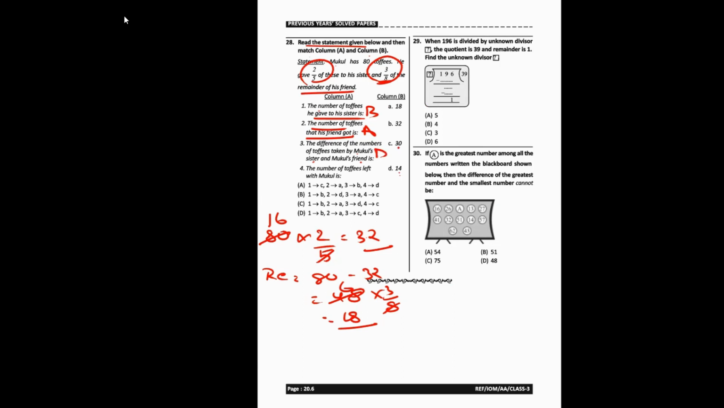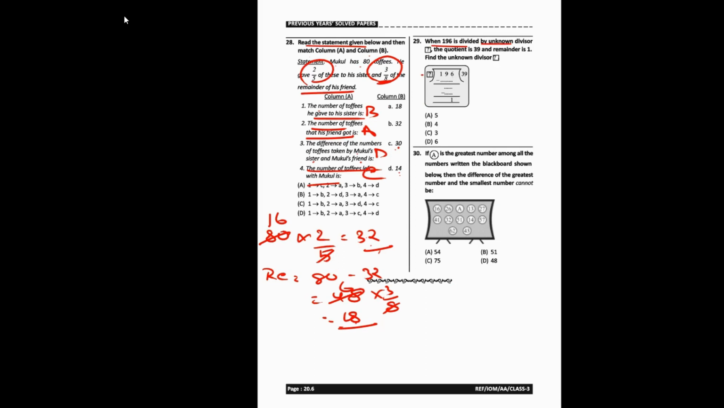Lastly, 32 and 18 given away. So 32 and 18 given away, that means total how many given away? 50 given away. Total he had 80, 50 he gave away. So how many toffees are left with Mukul? 30. Option C. So that's my answer. BADC. Fine enough.